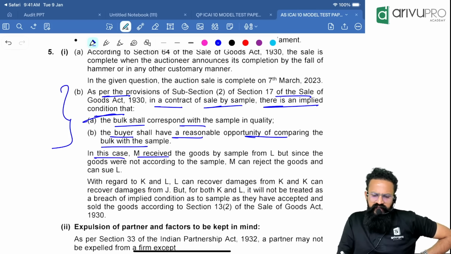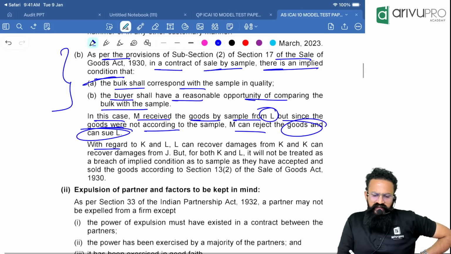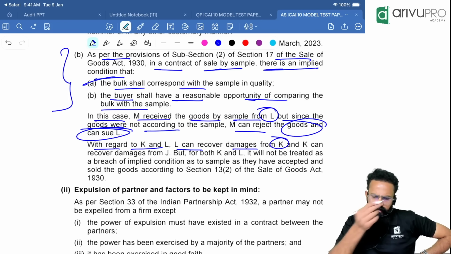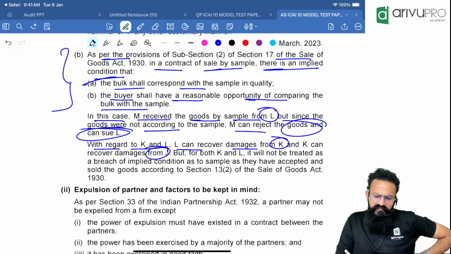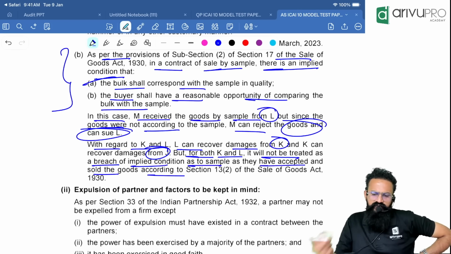In this case, M received the goods by sample from L. But since the goods were not according to the sample, M can reject the goods and can sue L. With regards to K and L, L can recover damages from K and K can recover damages from J. But for both K and L, it will not be treated as breach of implied condition as to sample, as they have accepted and sold the goods according to section 13(2) of Sale of Goods Act.